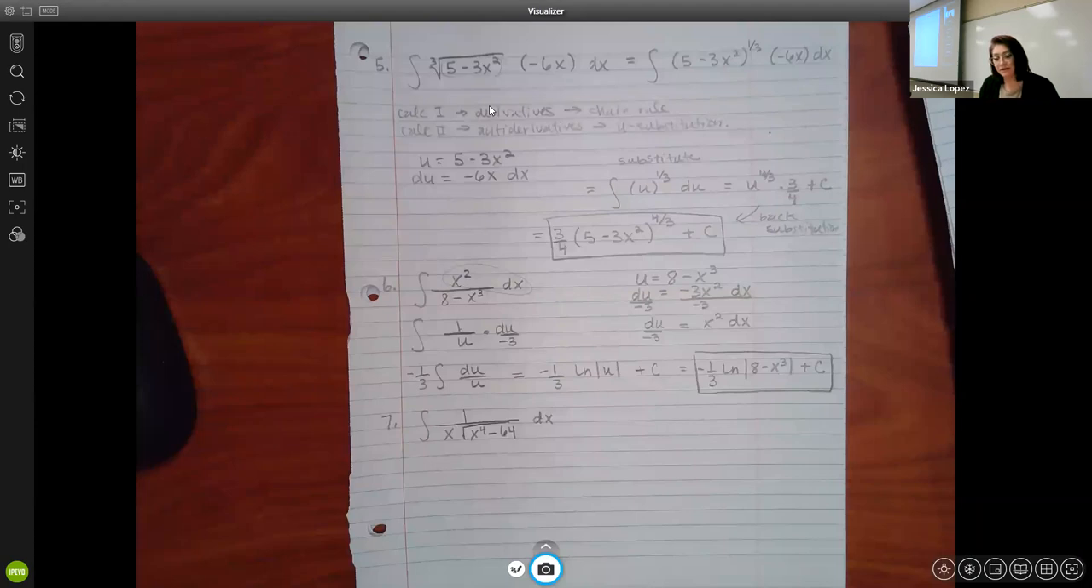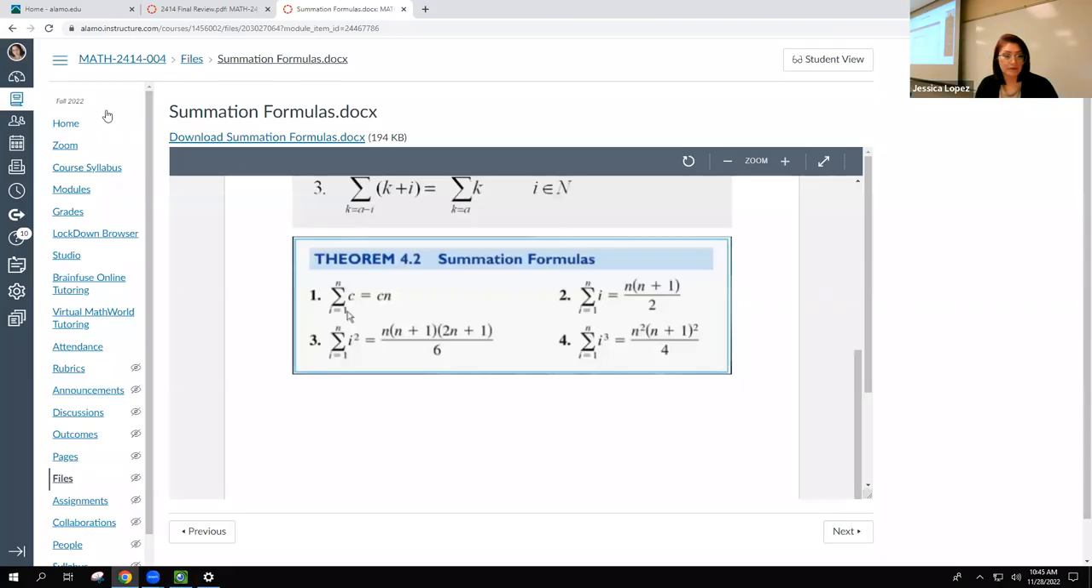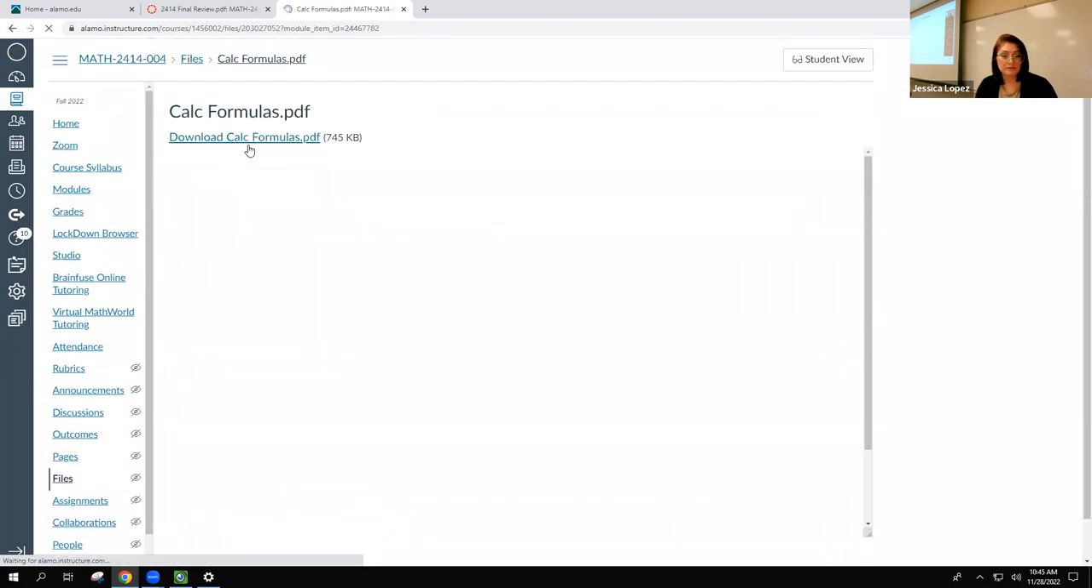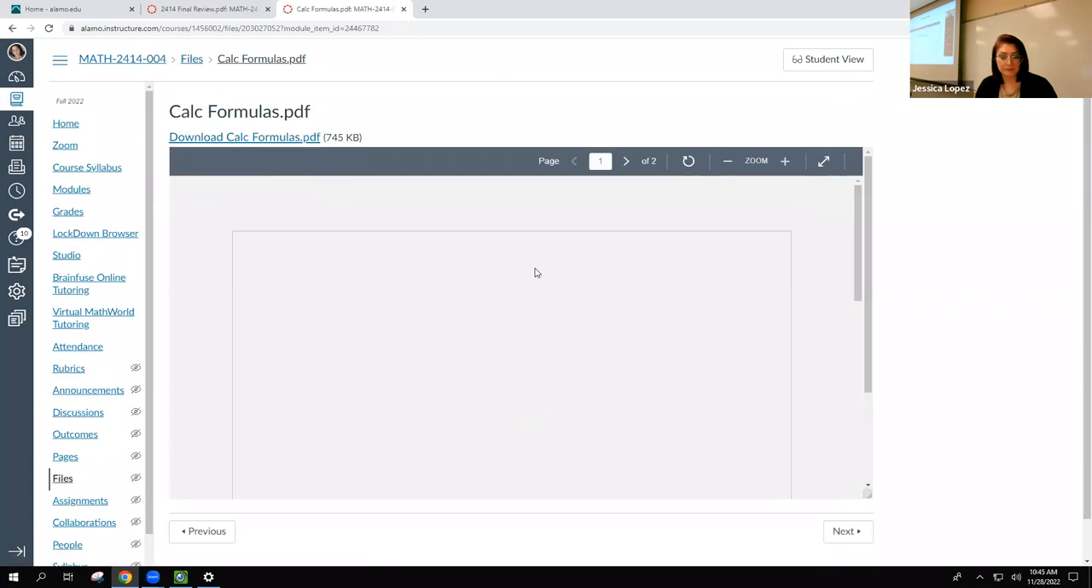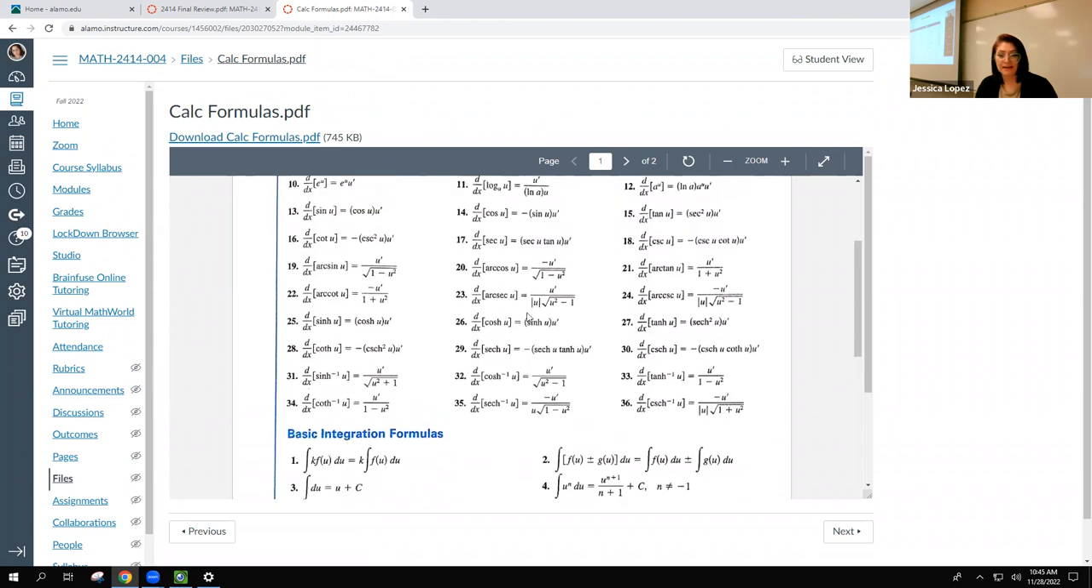We did do one like this, but this one requires a lot of manipulation. Now I'm going to go pull up some formulas. So let me go back. I think I know which one this is, but I want to confirm. I'm pretty sure it's one of those trick ones. Let's see. Yeah, looks like it might be.